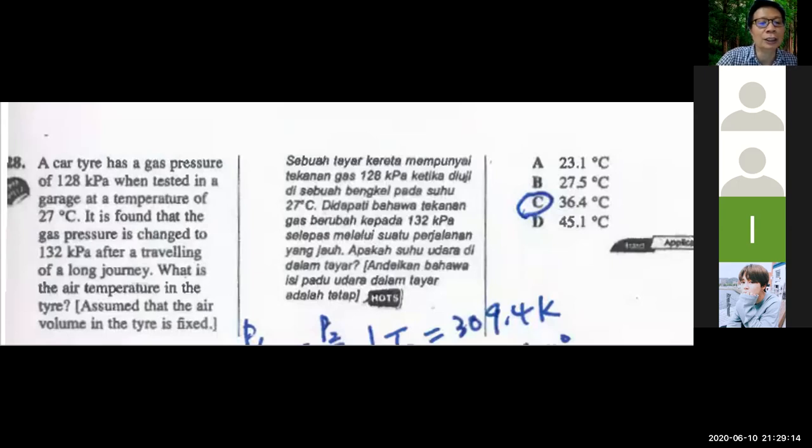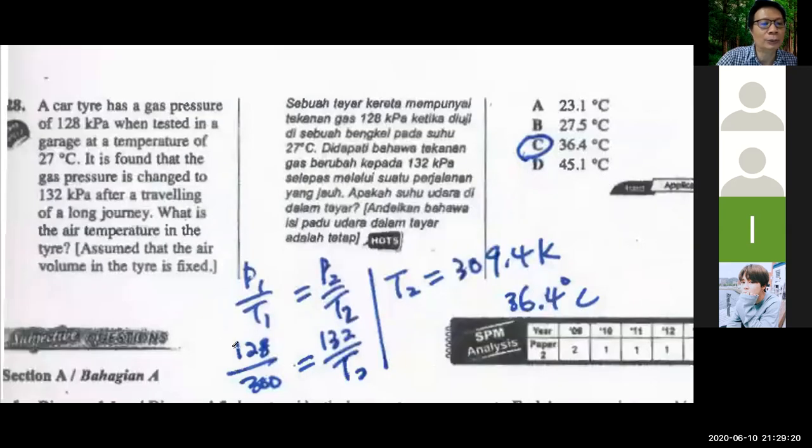Asked to find temperature. Like just now, I use the pressure law formula. P1 is 128, T1 is 300 because 27 plus 273 changes to Kelvin, you get 300. This temperature must change to Kelvin. Remember, when you apply the gas law formula, all the temperatures must be in Kelvin. And P2 is 132. So find the new temperature, you get 309.4 Kelvin. As Chiu Ling said just now, to change to Celsius, you minus 273. So finally, you get this answer.